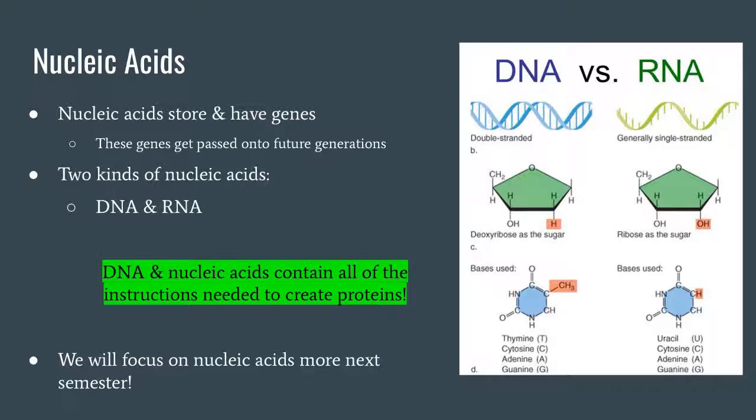There are 2 types of nucleic acids, and that's DNA and RNA. In humans, we're mainly going to be talking about DNA, although we will talk a little bit about RNA, but we're really going to hold off on that until next semester. The big thing I want you to take away about nucleic acids is that DNA and nucleic acids contain all the instructions needed to create proteins, which is our 4th and final molecule of life.